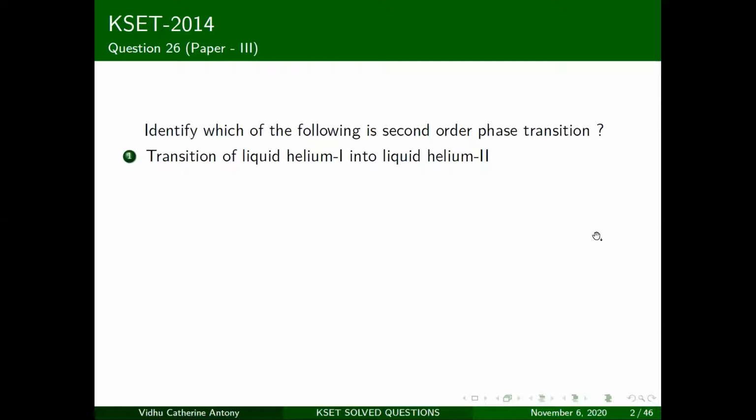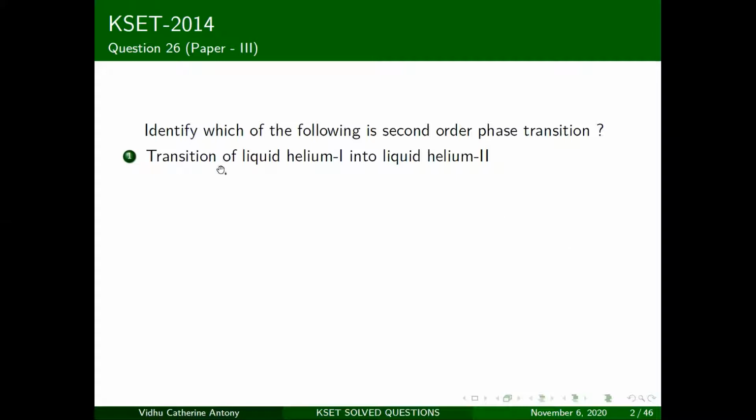Basically, first order phase transitions deal with state change, like from liquid to water, water to gas, all those kinds of things. Now, when you're looking at second order phase transitions, it has to do a little bit with the properties of the material, like whether it's going to be a superconductor or whether it's going to become a superfluid, etc.